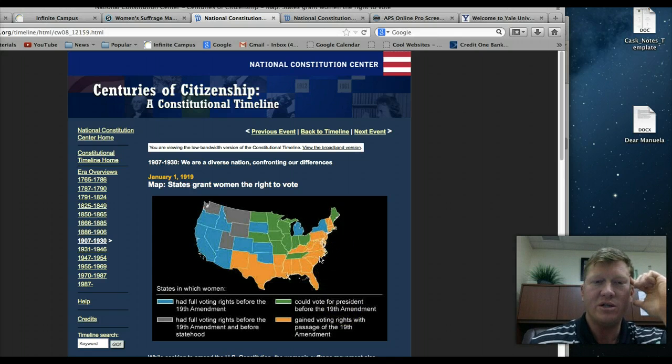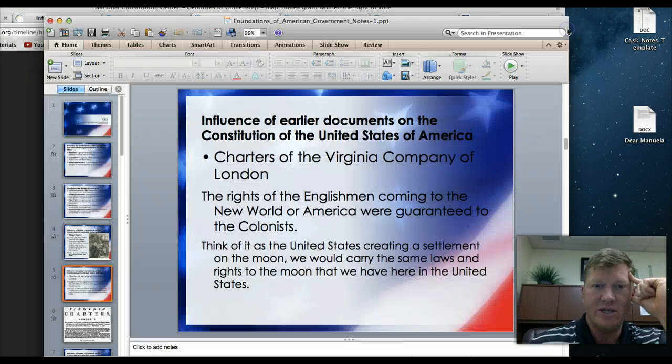So the original Constitution did not allow women to vote. Only men who were citizens of the United States were allowed to vote. So the 19th Amendment changed all that. So basically, you'll need to look at this map. You'll need to look at the different colors, and then look at the questions to decide the answer.